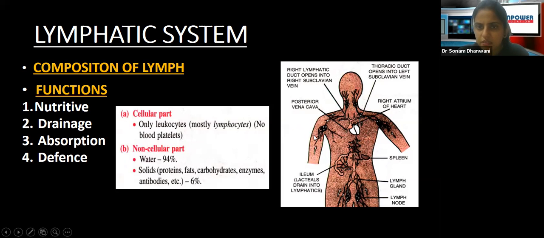Okay, you can see in this diagram, this is basically the lymphatic system. Where are the lymph organs? That is what is shown in this diagram over here. There are lymph nodes as well, which are present in our body. So that is about the lymphatic system. What are lymph nodes? They are nodular structures which are present.